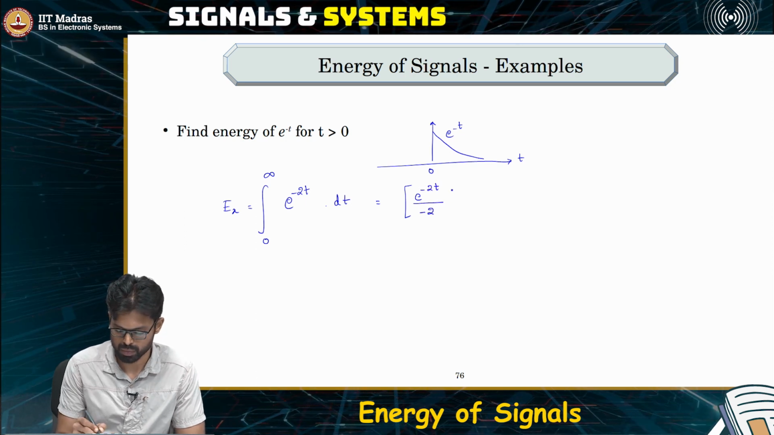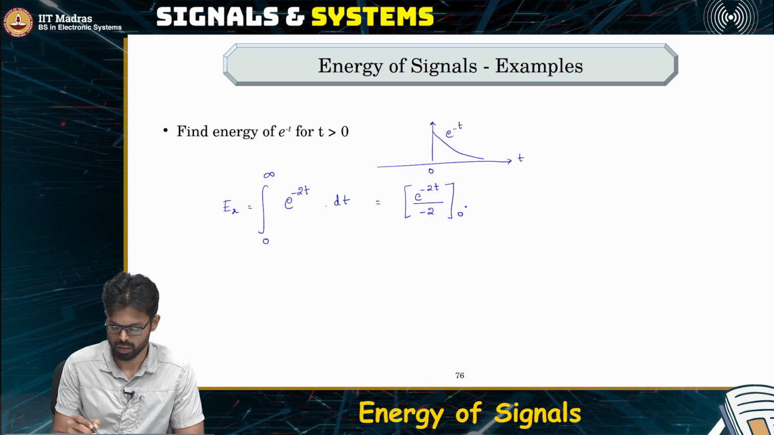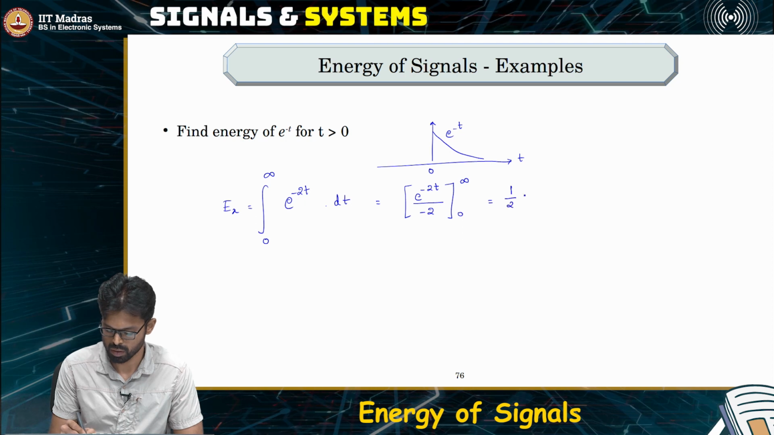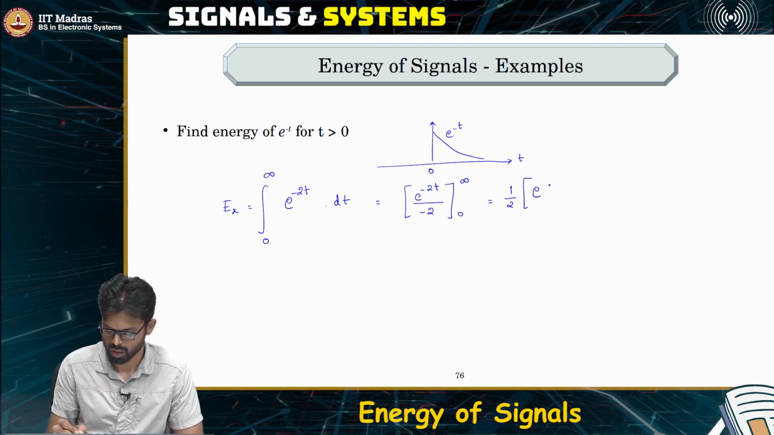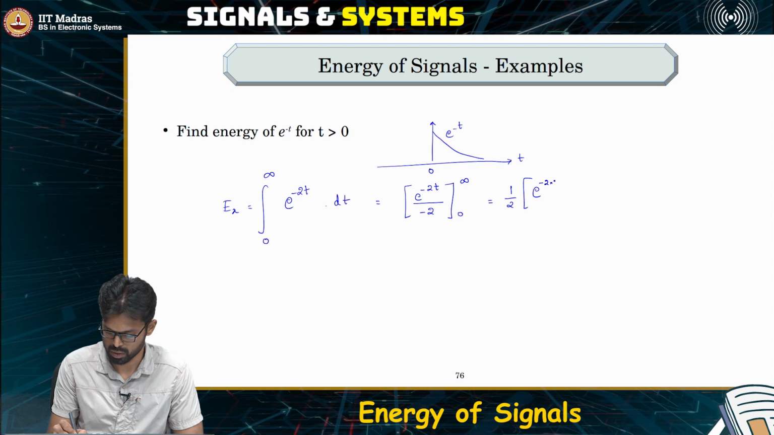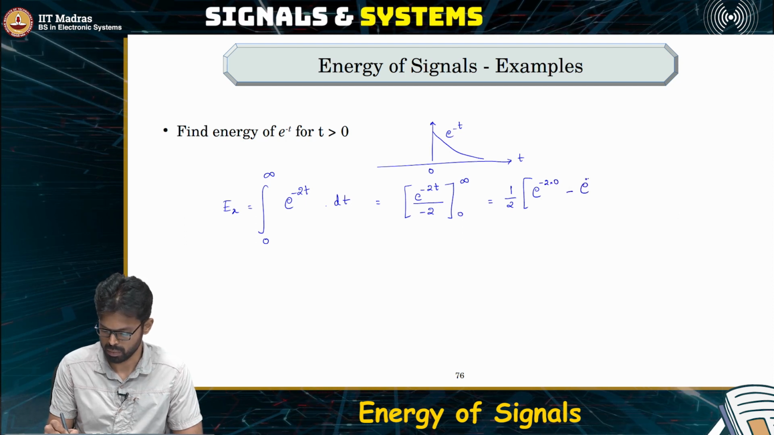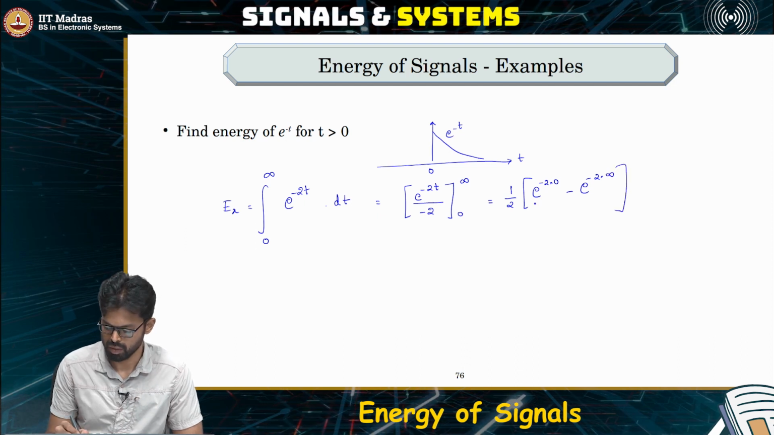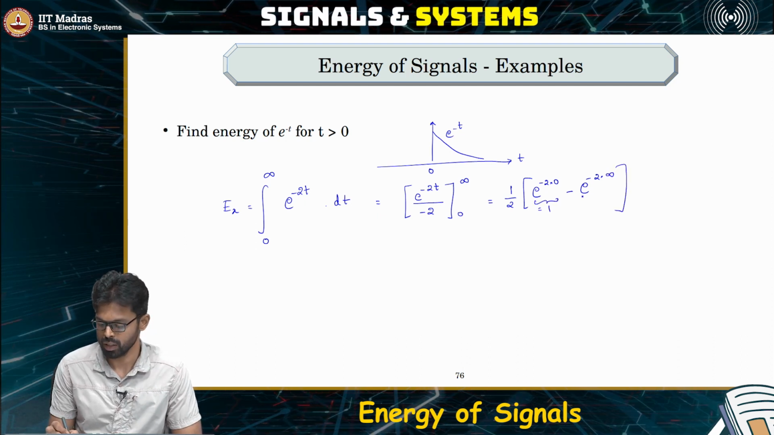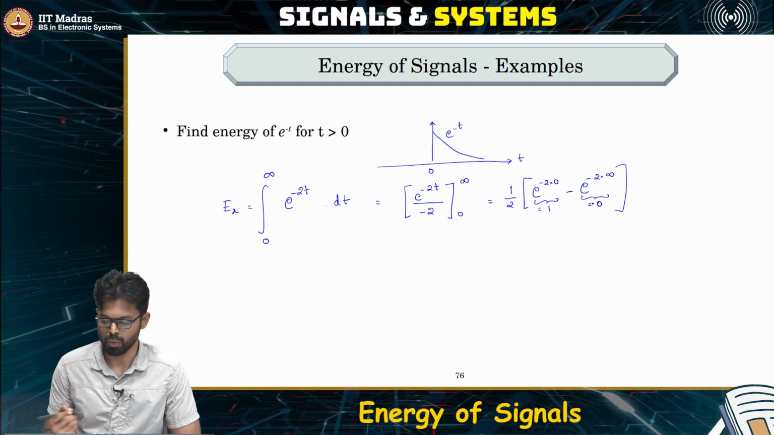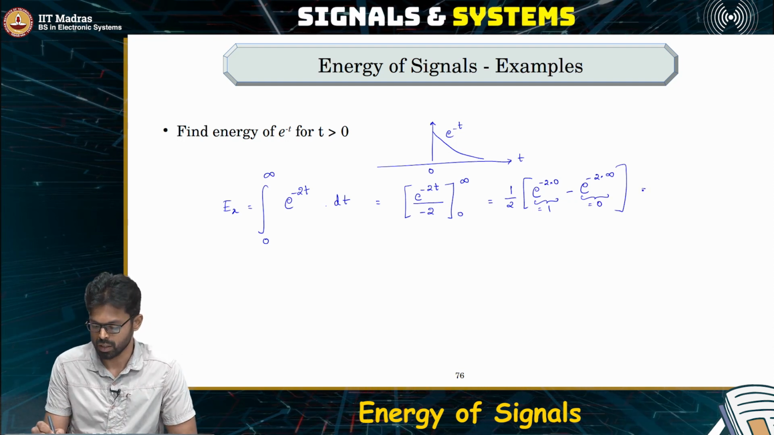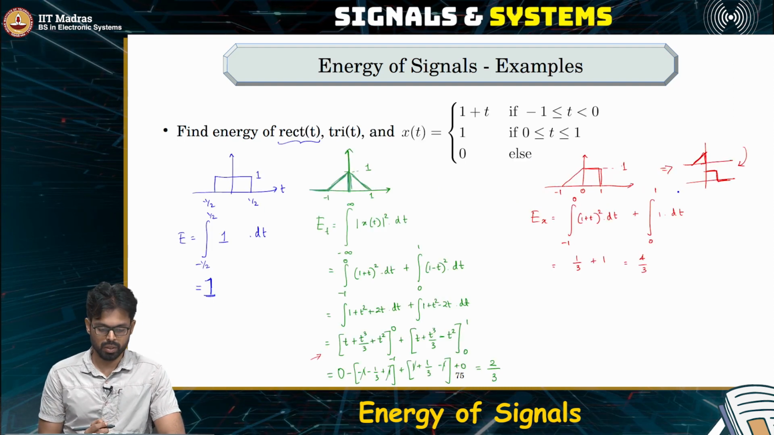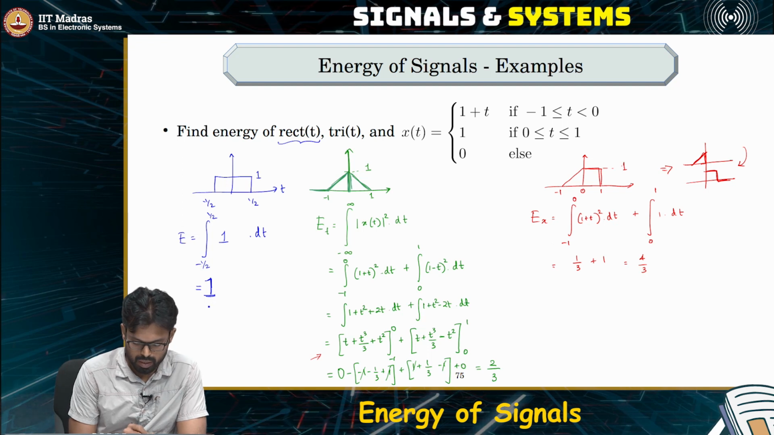by minus 2, right, which is e power minus 2 times 0 minus e power minus 2 times infinity. We know that this is equal to 1 and this is equal to 0, okay, which makes the energy to be half. So as you can see, in all these cases that we have seen so far, this is finite.